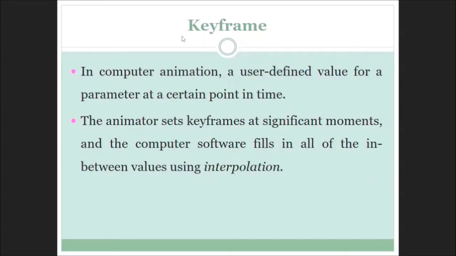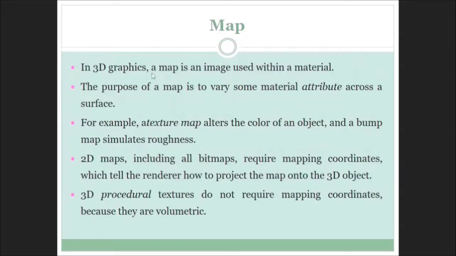Keyframe. A keyframe in computer animation is a user-defined value for a parameter at a certain point in time. So the parameter which is user-defined at a certain point of time is the keyframe. The animator sets keyframes at significant moments, and the computer software fills in all the in-between values. We have already seen that interpolation is used for this.